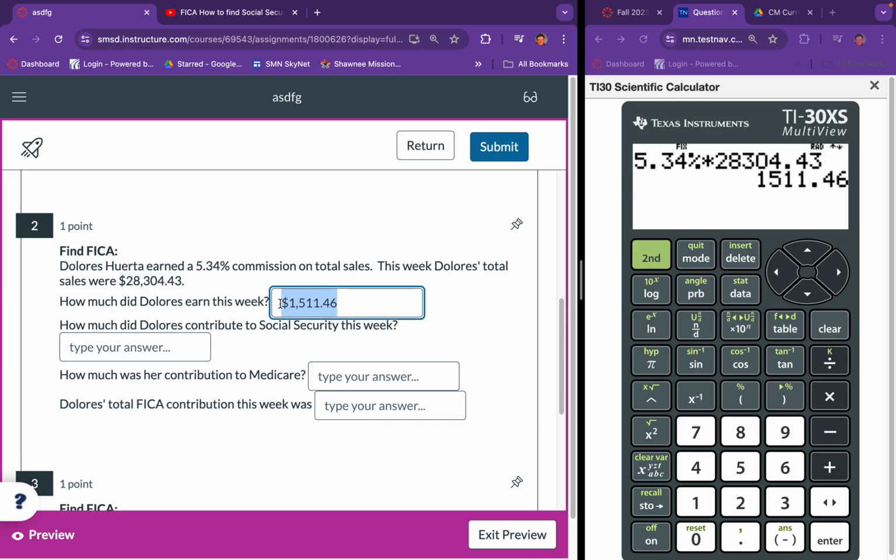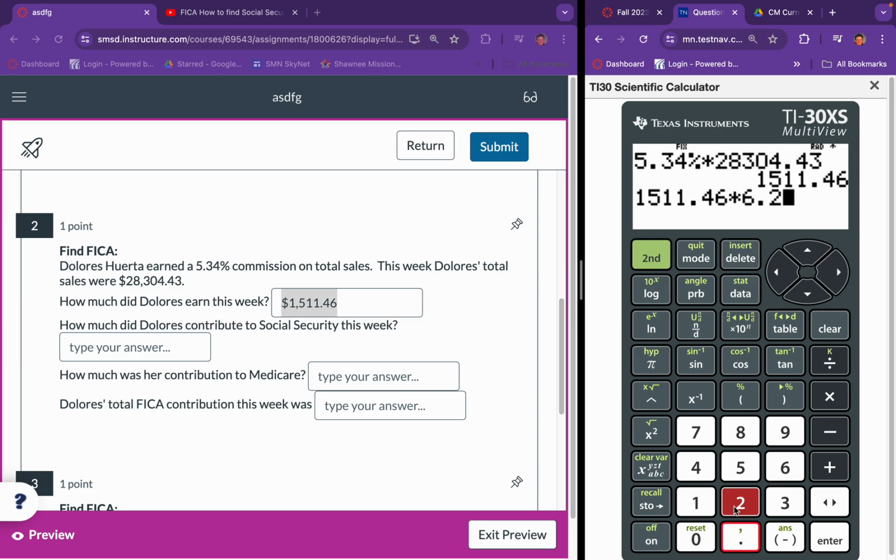So we're going to use this number to figure out FICA. We're going to take $1,511.46. I like to put the number in again because I don't want it to mess up because it rounded. So $1,511.46 times the Social Security number, and the Social Security number is 6.2%.